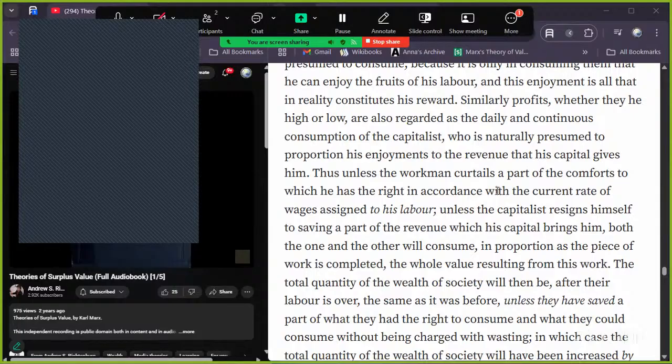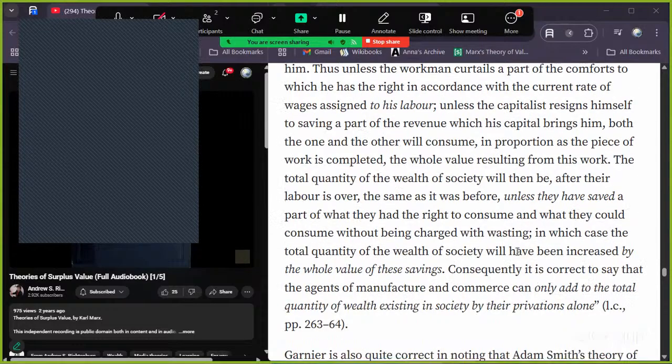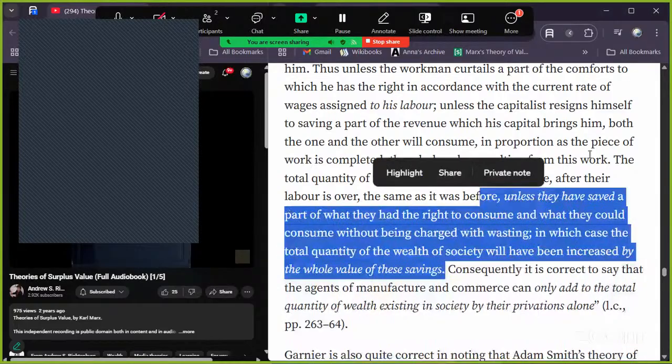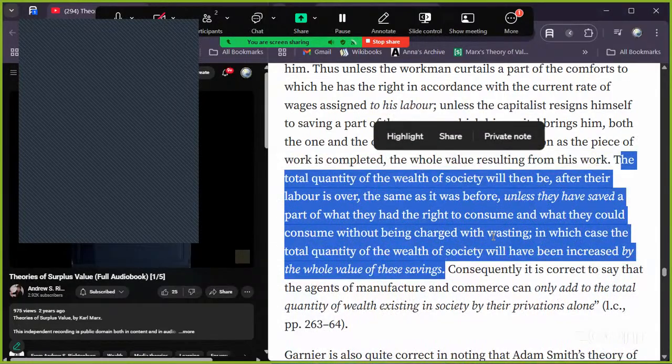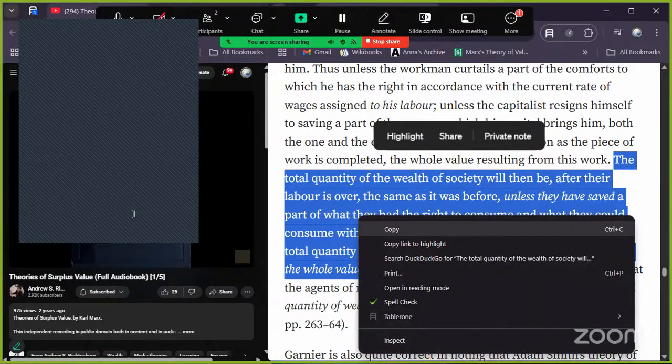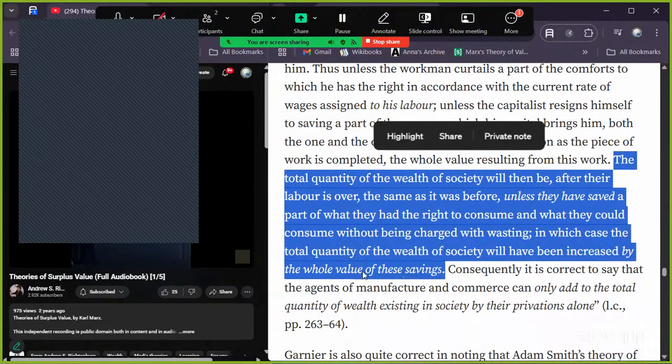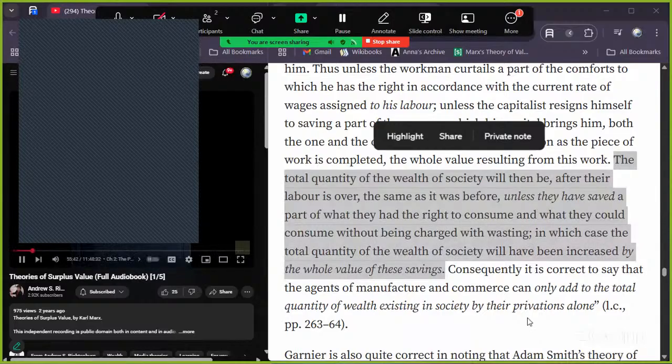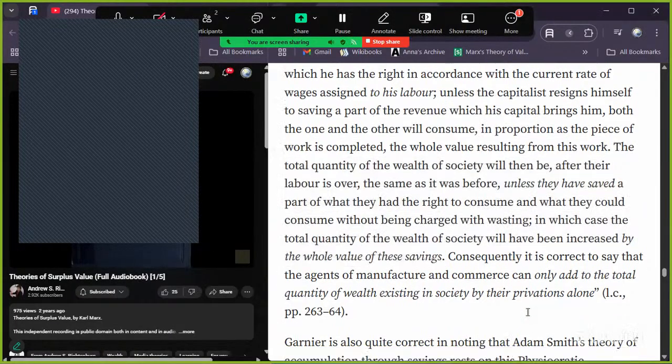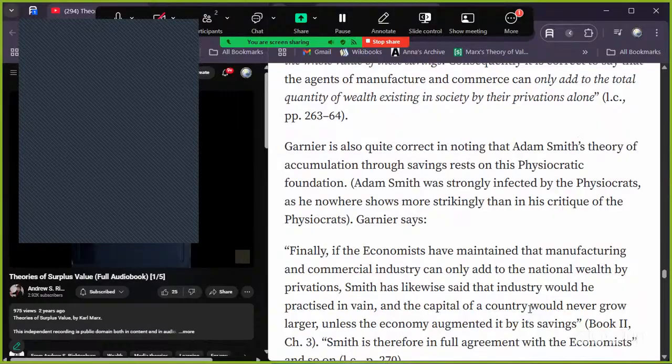The total quantity of the wealth of society will then be, after their labor is over, the same as it was before, unless they have saved a part of what they had the right to consume, and what they could consume without being charged with wasting, in which case the total quantity of the wealth of society will have been increased by the whole value of these savings. Consequently, it is correct to say that the agents of manufacture and commerce can only add to the total quantity of wealth existing in society by their privations alone. End quote.